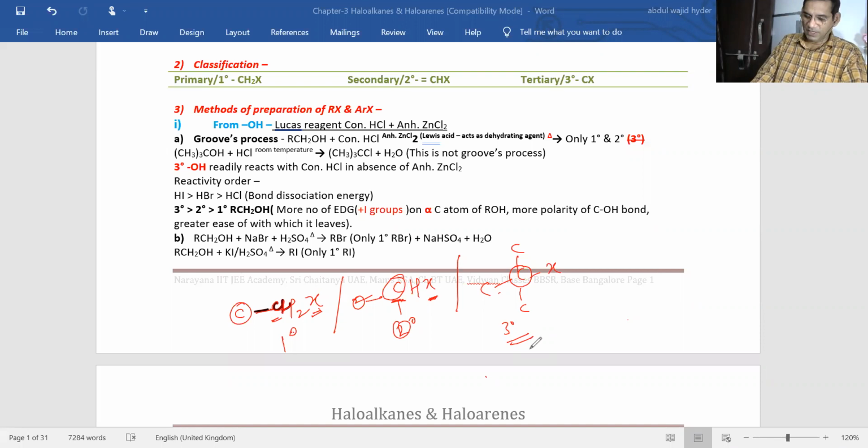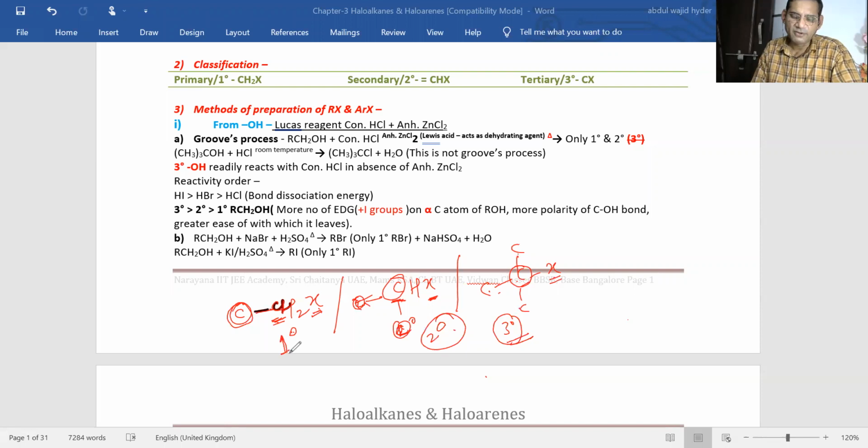See here, once again, I'll be repeating, this is functional group. Carbon which is attached with functional group is further attached with three more carbon atoms, then it is known as 3-degree. And if it is attached with two more carbon atoms, then it will be known as 2-degree carbon atom. And if this carbon which is attached to halogen functional group is further attached with one more carbon atom, then it will be known as 1-degree carbon atom.